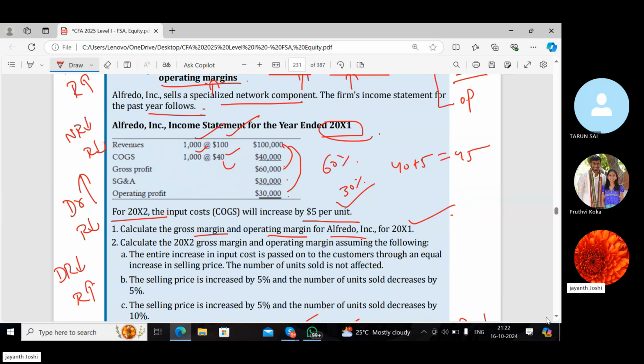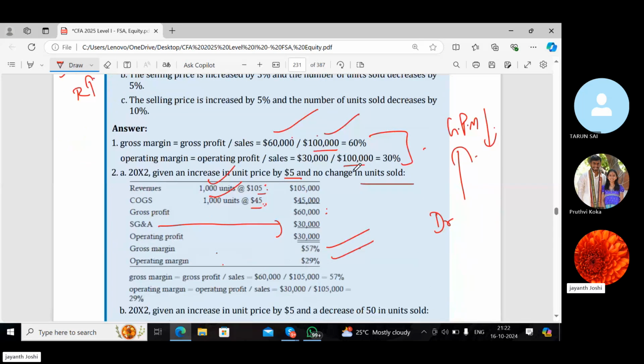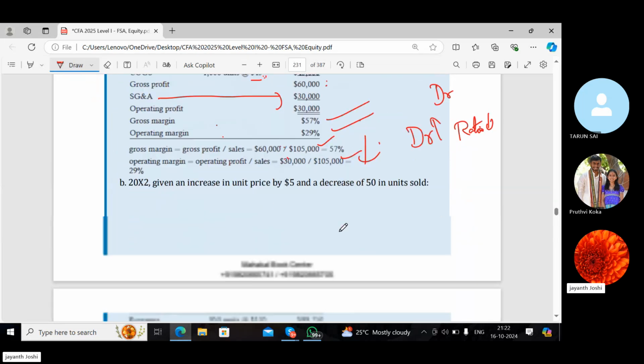Fine, understood? Yes. So here what is happening? The denominator, which was 100,000 previously, has become 105,000 in both the cases. And the numerators are the same, constant. So that will definitely decrease the margins. So, denominator increases, the ratio decreases. This is proof.